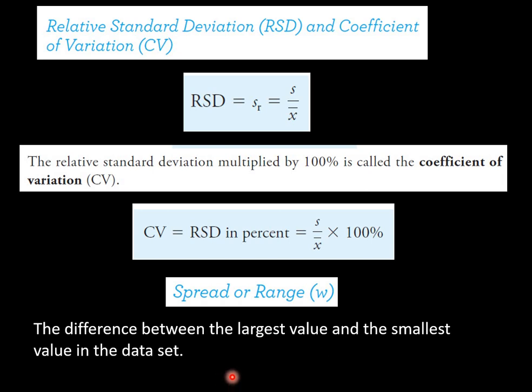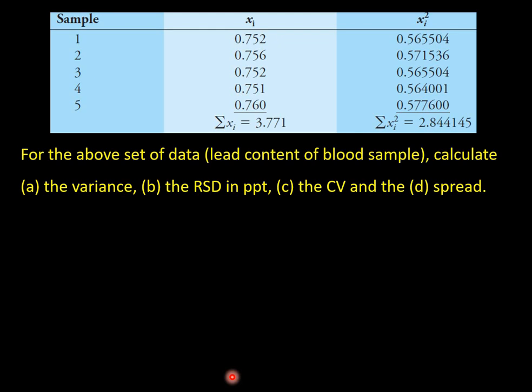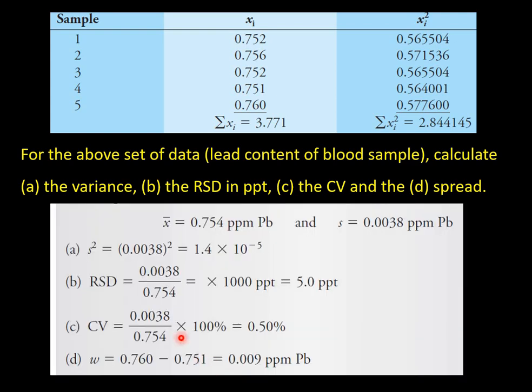So let us quickly see an example to explore these concepts. For the above set of data, the content problem that I have already shown, calculate 4 points: the variance, the RSD in ppt, that is parts per thousand, which means we have to multiply by 1000, the CV, which means we have to multiply by 100, and finally the spread. So the first one, X average, suppose you know, and the standard deviation of the sample you know. So variance is just the square of this. So this is the answer.